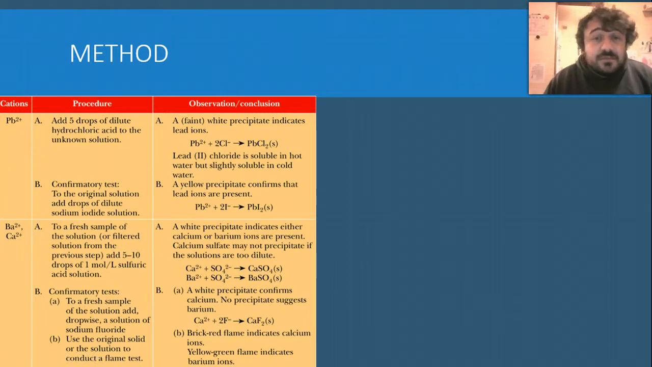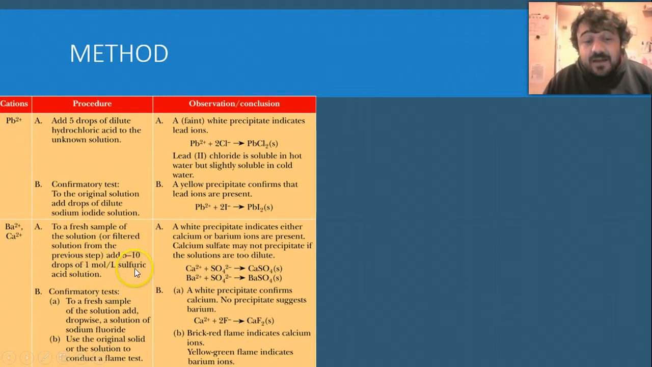Now, we need to know which one it is. So we add a solution of sodium fluoride. Now, white precipitate forms if it's calcium, no precipitate forms if it's barium. The reason we didn't do this in the first place, if that's the one that differentiates, is because there's no precipitate for barium. So we could get a false negative. So we have to do this one here first.